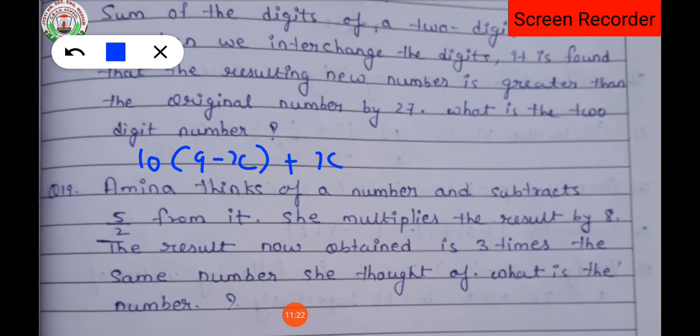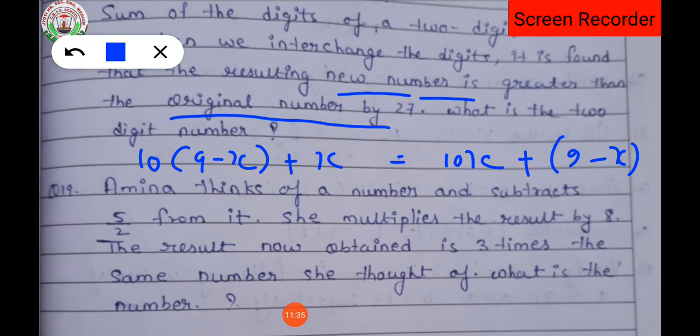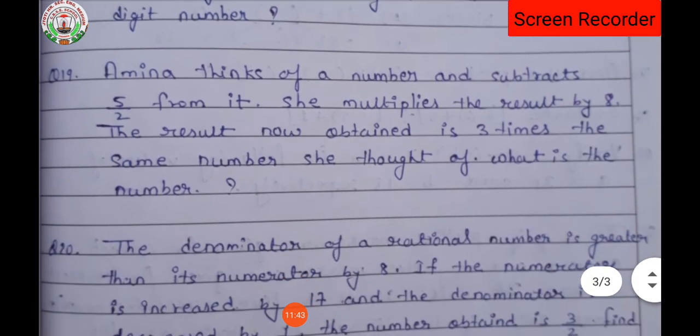is equal to 10x plus 9 minus x. And here it is also said that the resulting new number is greater than the original number, so 27 will be added to the original number. Then we will solve the equation, you will get the required answer.